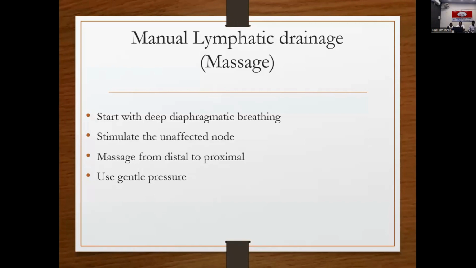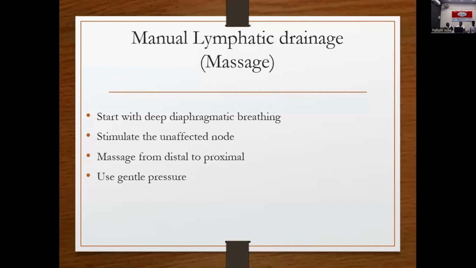The second one is to stimulate the unaffected nodes. We do the massaging to the affected limb, so we have to stimulate the unaffected lymph nodes, because once we massage the affected area, it will transfer the fluid from the congested area to the non-congested area. At that time we have to stimulate the nodes in the unaffected area. They will be ready to pick up the fluid from the massaging. That's why we have to stimulate the unaffected nodes first.